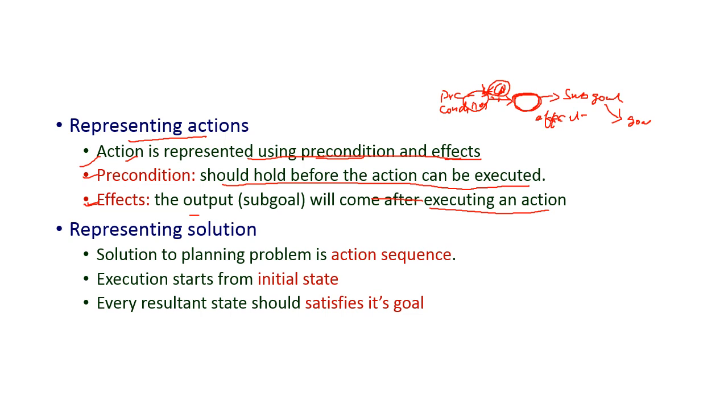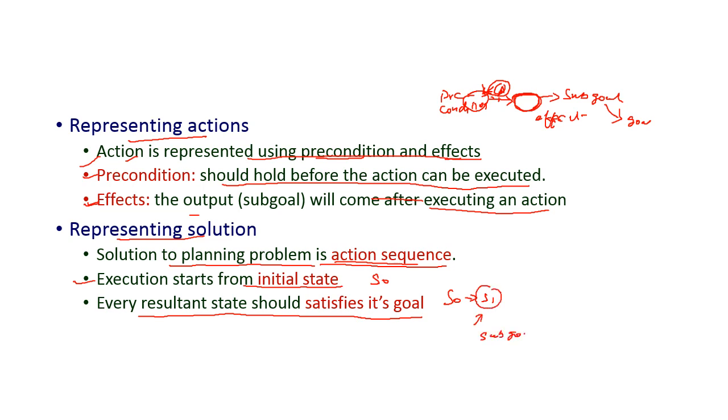And the next one is representing solution. Solution to a planning problem is an action sequence. Execution starts from the initial state, that is S0, and every resultant state should satisfy its goal. Okay, so S0 to S1 means S1 will become a sub goal, and so on. And finally we will reach the goal state. Each intermediate state should also be a sub goal.